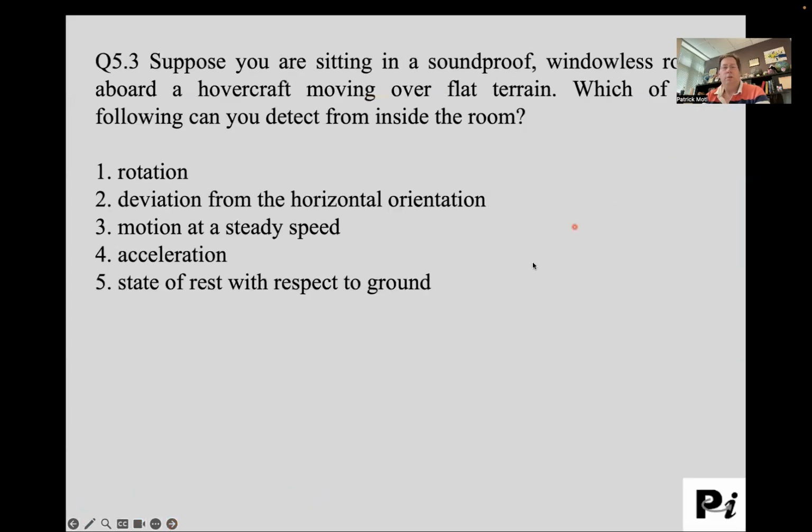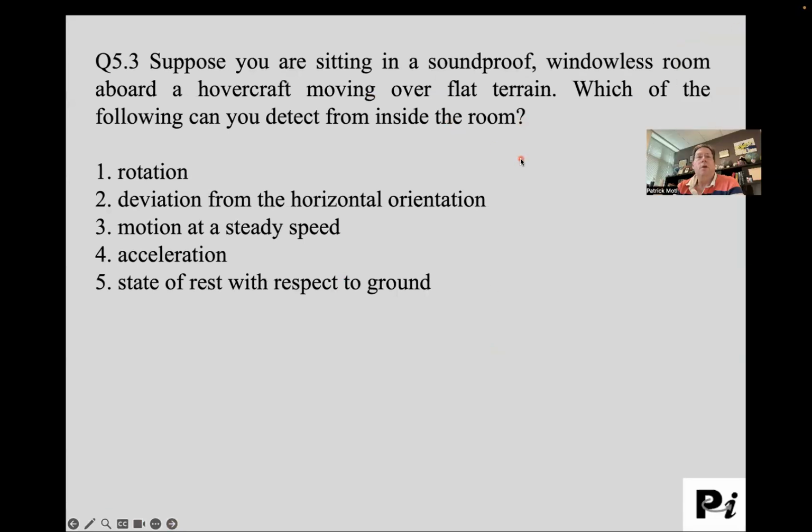Okay, so let's try a question based on that idea in Newton's first law of motion. You are sitting in a soundproof, windowless room aboard a hovercraft, moving over flat terrain. Which of the following can you detect from inside the room? Rotation, deviation from the horizontal orientation, motion at a steady speed, acceleration, state of rest with respect to ground.